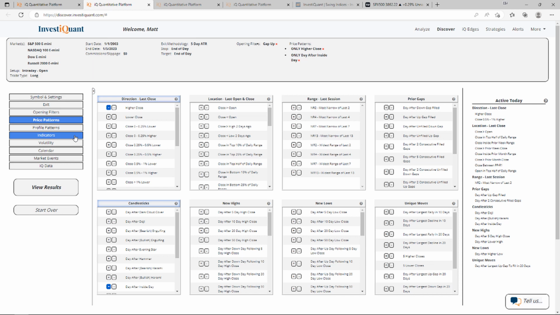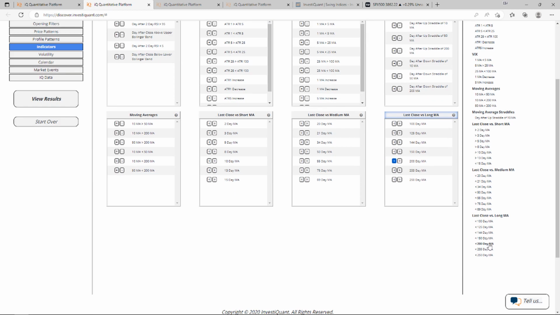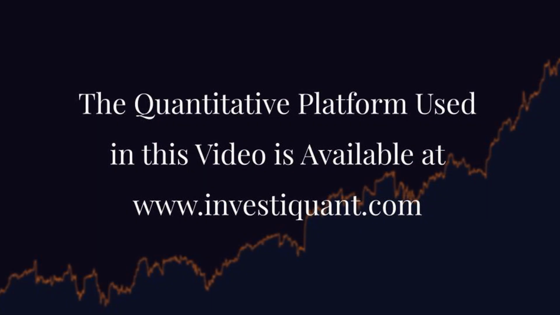All right, next thing I'm going to do is go to the indicators library. And I'm going to use one indicator just so we keep as many samples as possible here. I'm going to use the 200. So I'm going to say yesterday closed below a 200-day simple moving average. I just hit that below symbol there. I could also grab that from the active today right there. But I've got everything that I need. Now I can click view results.